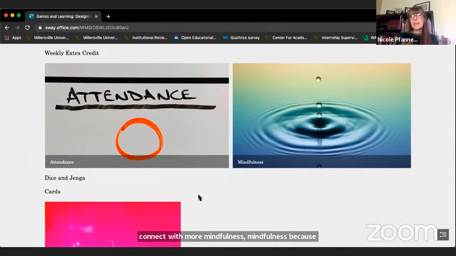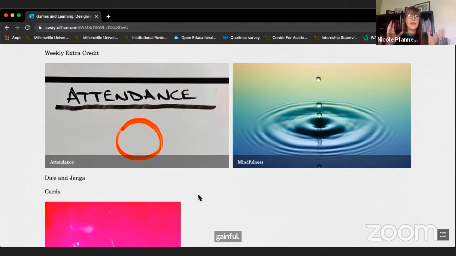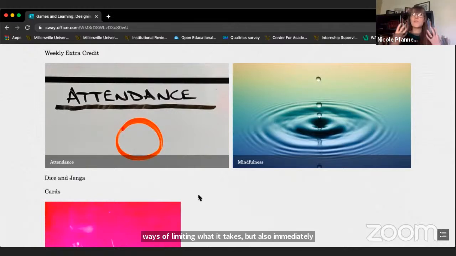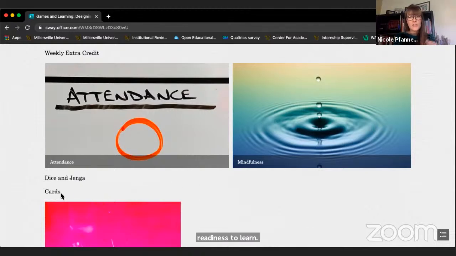Mindfulness becomes gameful when we set artificial limiters. So you can have 5 words on your list, you can have 3 words on your list. Those obstacles are ways of limiting what it takes, but also immediately connecting the student with creativity and openness and readiness to learn.